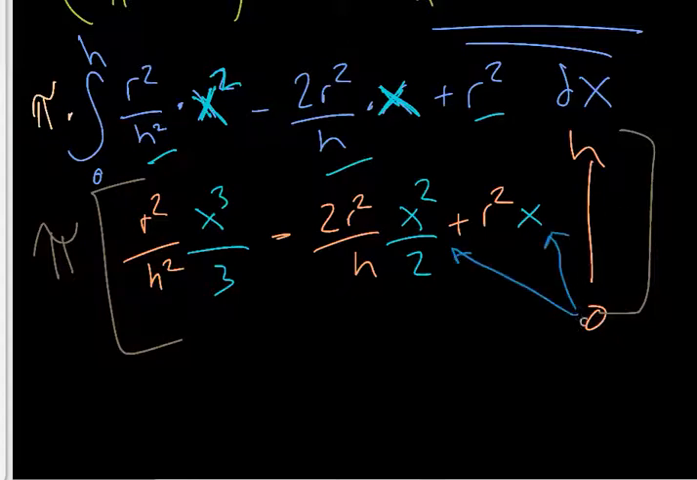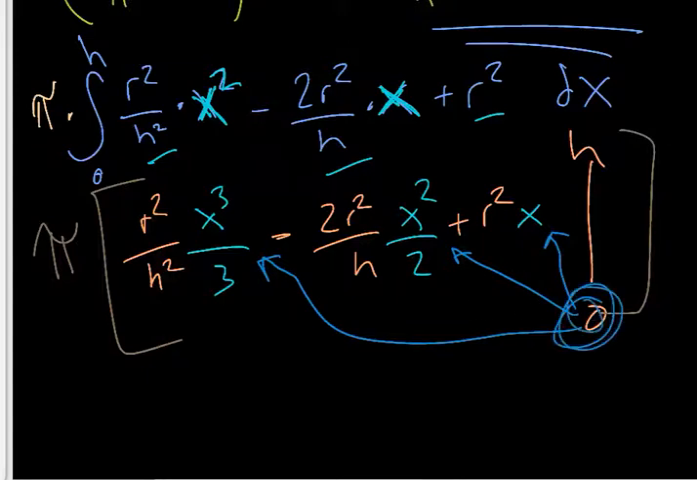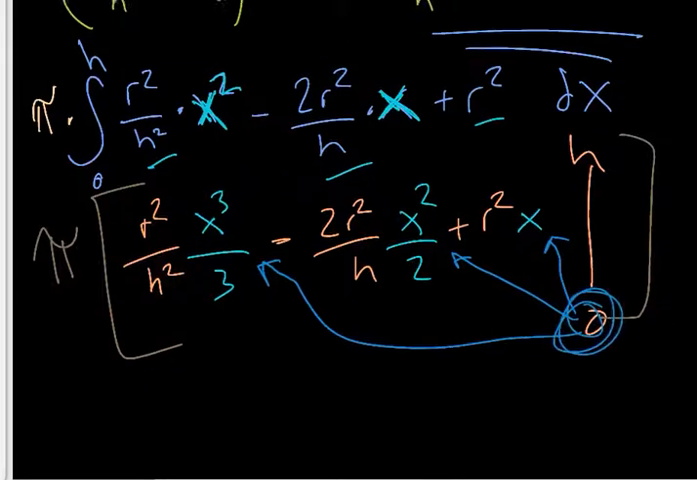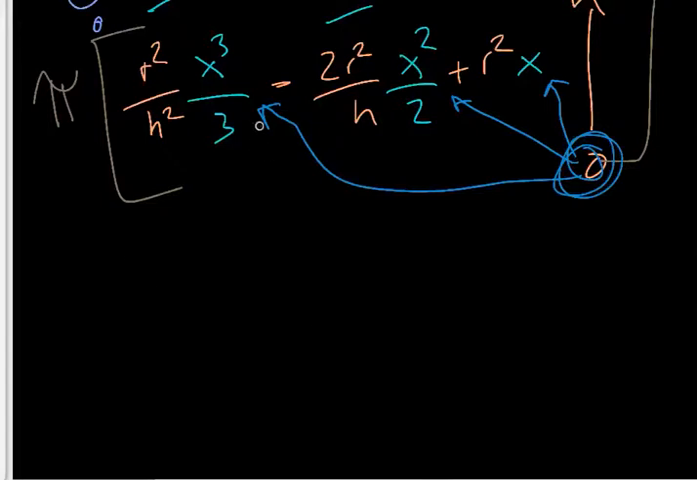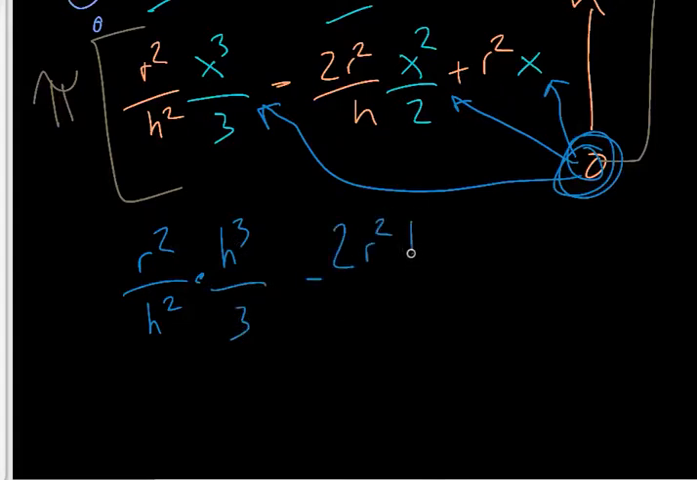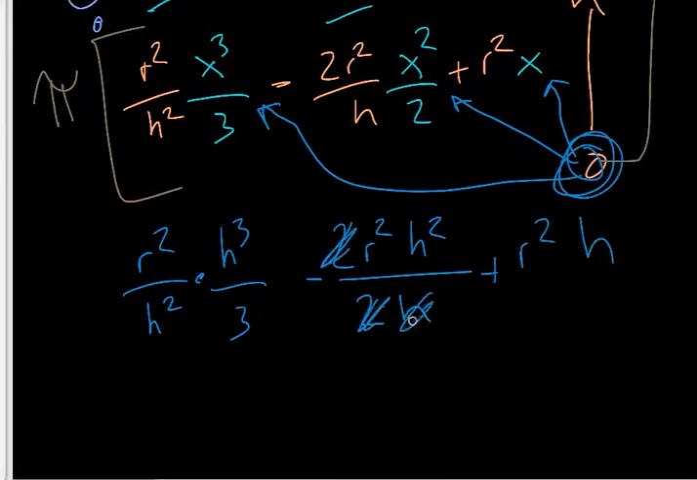All right, so it looks like each one of these functions has an x right there, that one, and that guy, they all have x's in them. So this 0 right here isn't going to really do anything to it. So the only thing that's going to change it is the h. So I'm going to plug the h in for the x's, and let's see what I get. r squared over h squared times h cubed over 3, minus 2r squared h squared over 2h, plus r squared h. These 2's cancel out. This h cancels with this h. This 2h cancels with that guy.